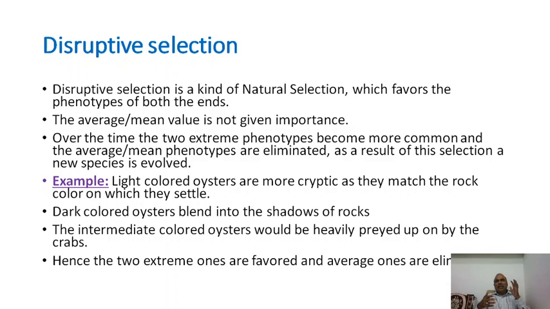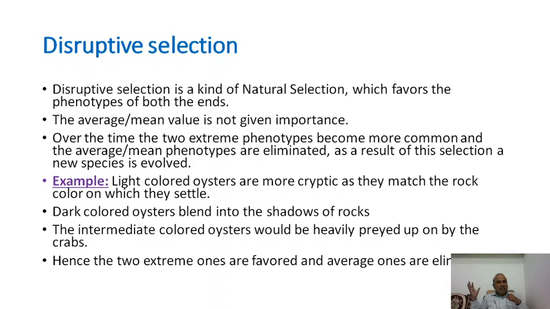Okay, the light color oyster, when resting on a rock, which is also light color, is cryptic, as the color of the oyster will match with the rock color. As a result, they are not identifiable by their predators. They are less preyed upon. So they prefer living by attaching to the rocks, because rock color and oyster color both are light. That's why it's a favorable color. It is one extreme end.